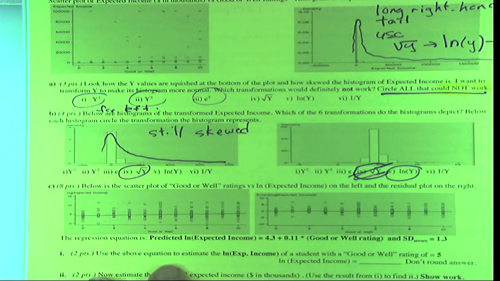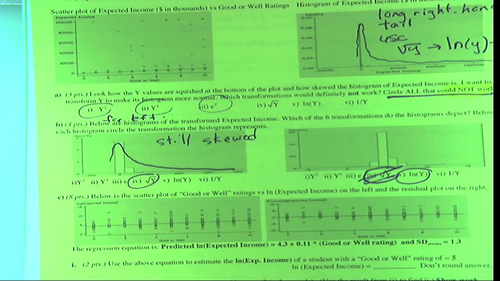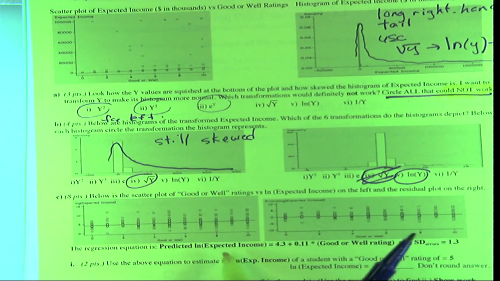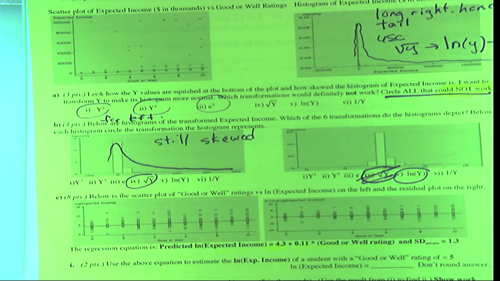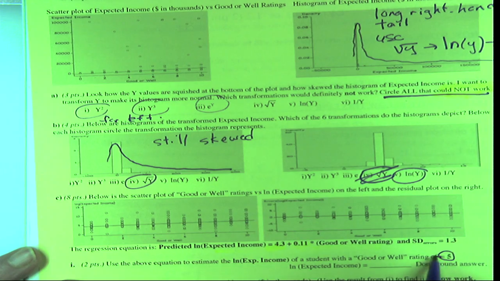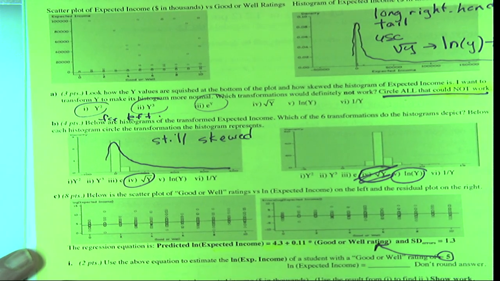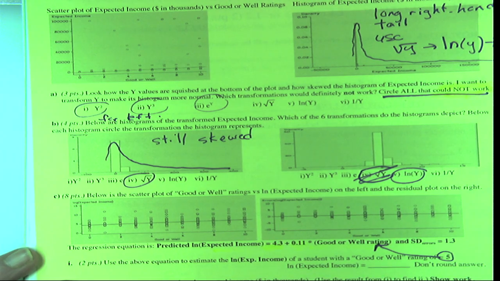So now, use the above equation to estimate the log expected income. All right, so now we've got this equation here, linear in log. It's equal to an intercept plus a slope times the rating. So that's really easy. We just plug 5 in for the rating there. I just want to know what to predict for somebody who's right in the middle, somebody who's dead center.